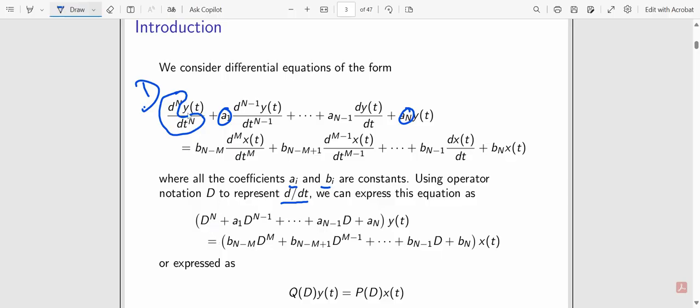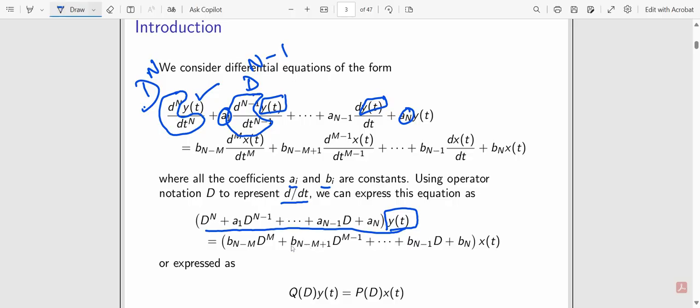So what will happen is that we can write it this way: taking y of t common, the derivative part can be written in the form of D, so D raised to the power n, then D raised to the power n minus 1, and so on. So we will get this left hand side, and the same thing we apply on the right hand side, where we have the derivative part and then x of t.